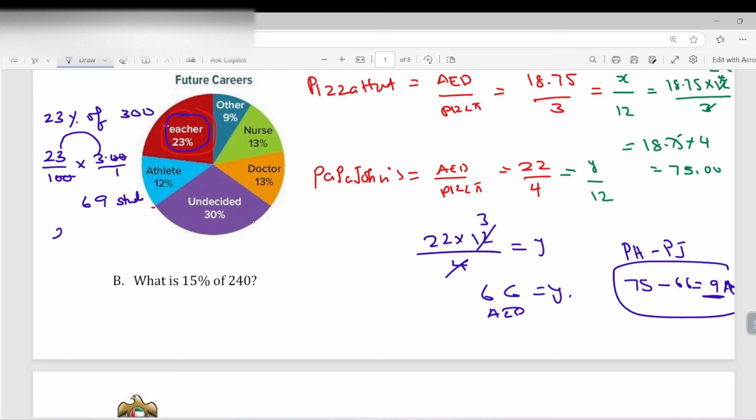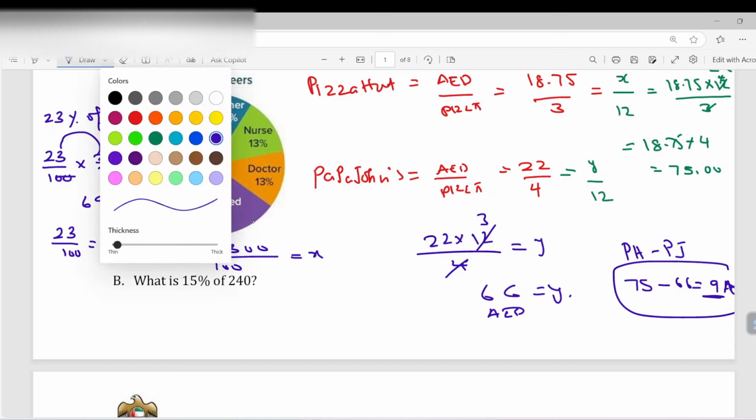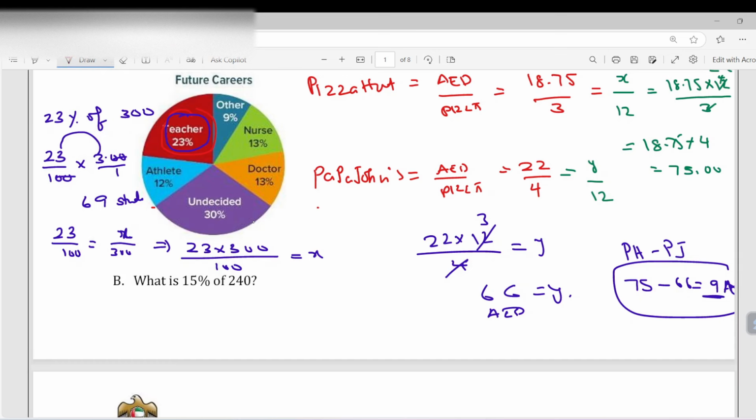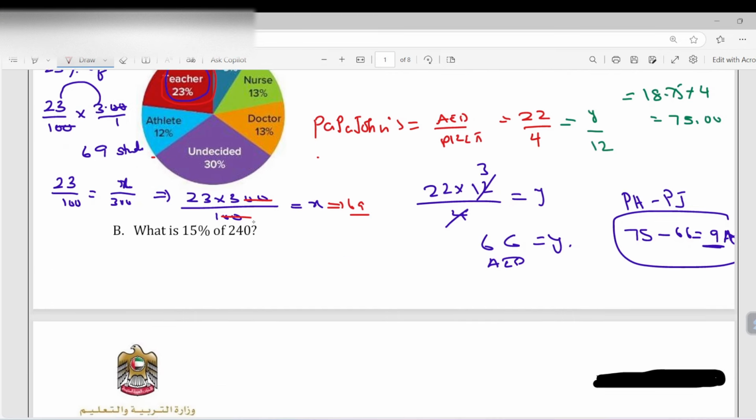Some teachers do it like this also: 23 by 100, part by whole. This is part, how much? This way also you can do. If you cross multiply, 23 into 300 divided by 100 equals x. You see, these two zeros in the denominator cancel, and 23 times 3 is 69. That is the answer. Very easy.